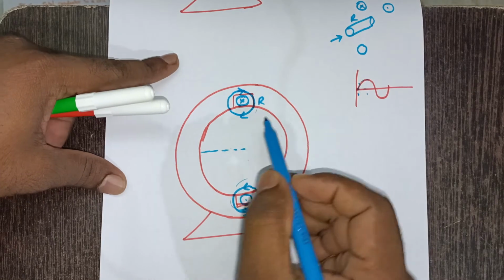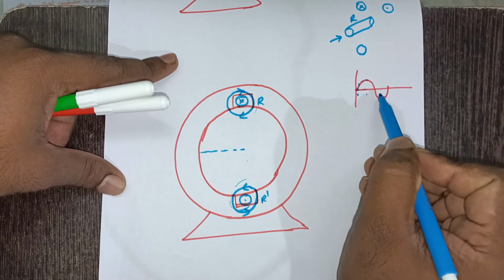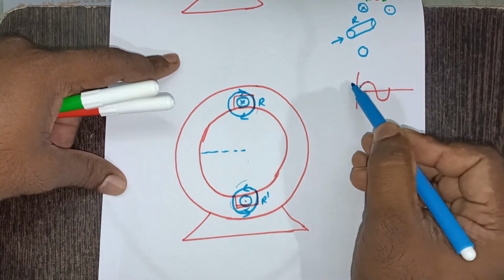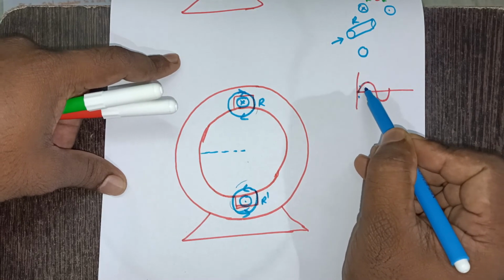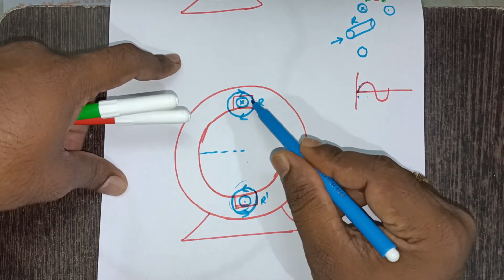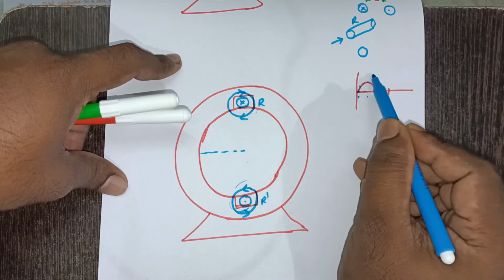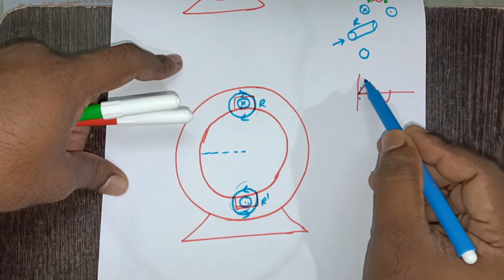Right. See, after completing the positive half cycle, what happens here? The negative half cycle starts. If the negative half cycle starts, what happens? The current direction is going to reverse now. So this current direction we have given cross and dot for the positive half cycle. Please consider the upper conductor, the R conductor, as a cross mark for the positive half cycle, and the R dash conductor is having a dot mark for the positive half cycle, right?